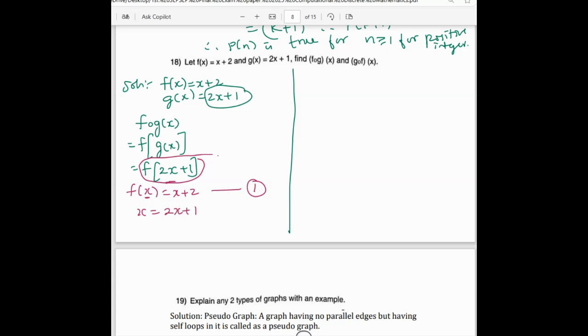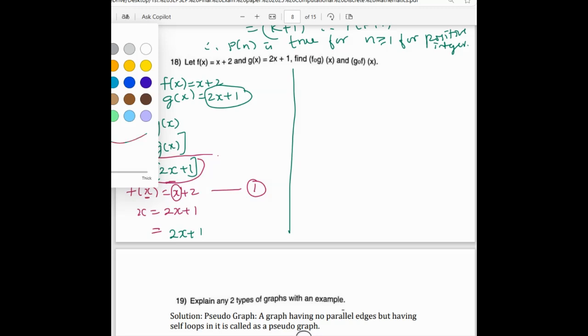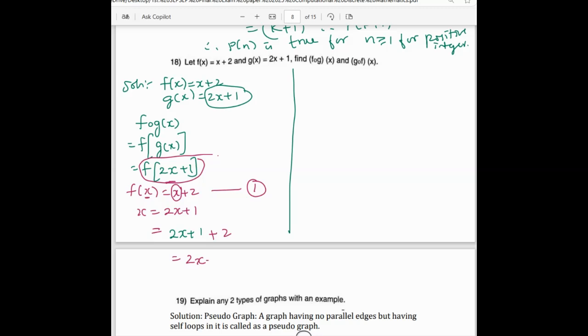Now substitute 2x plus 1 in equation 1. In place of x we should write 2x plus 1, then plus 2 as it is. So it becomes 2x plus 1 plus 2, which is 2x plus 3. So fog of x is 2x plus 3.